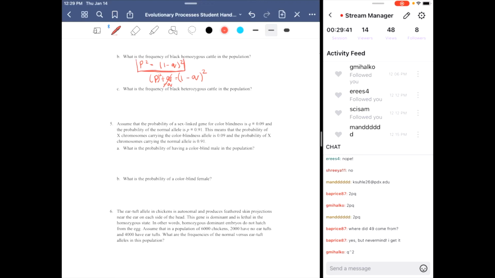And this is useful when we want to find the black homozygous cattle in the population. So we learned that the q from the last one was 1 over 10. So we do (1 minus 1 over 10) squared. And this would turn into (9 over 10) squared. And that gives us 81 over 100. And that is the frequency of the black homozygous cattle in the population, and frequency would get turned into a percentage of 81%.